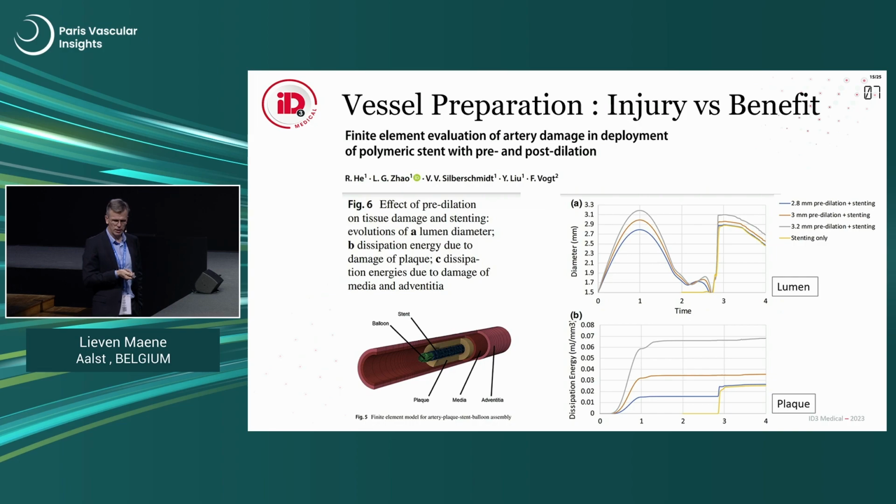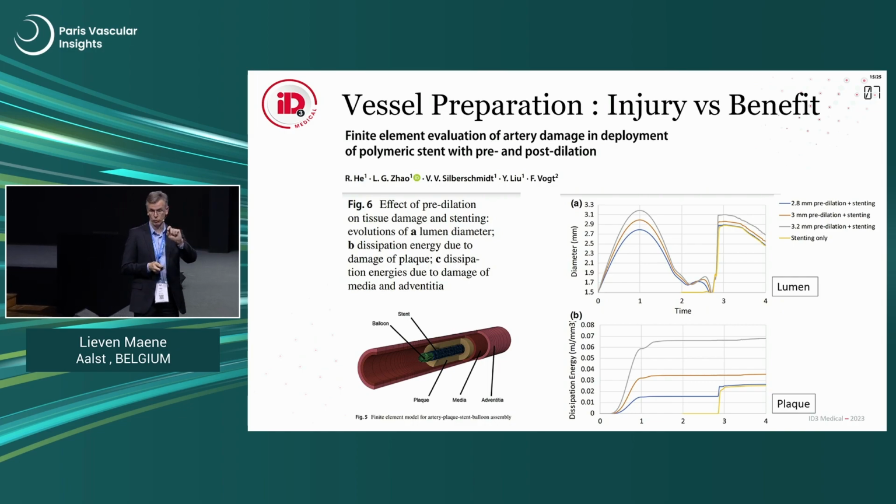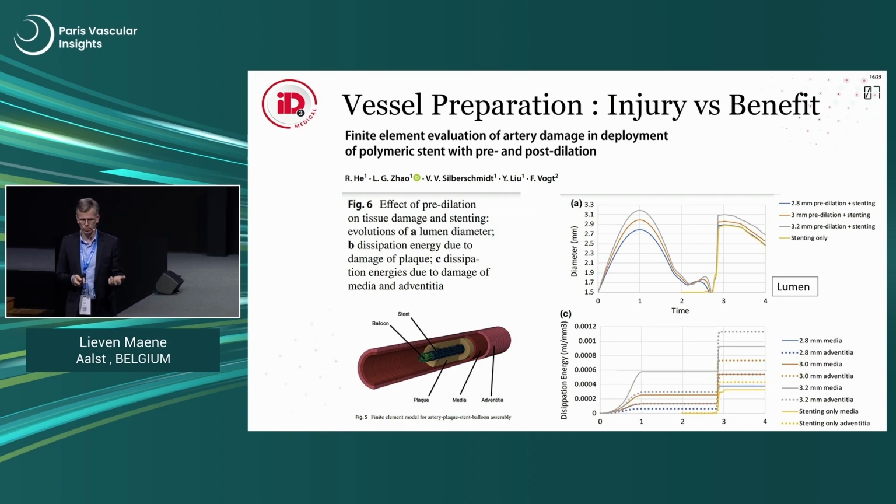And that you can see already in the lower graph. This is the energy that is released, and this is relating to the damage that is done within the plaque. And you see a little bit of gain of lumen corresponding with an exponential growth of energy that is released and potentially giving a lot of damage. And this is also happening not only in the plaque, but also in the vessel wall. And as we know, the more you damage the vessel wall, the more risk of intimal hyperplasia.